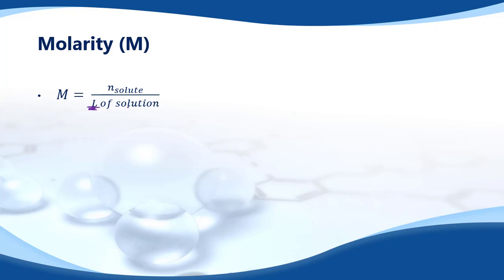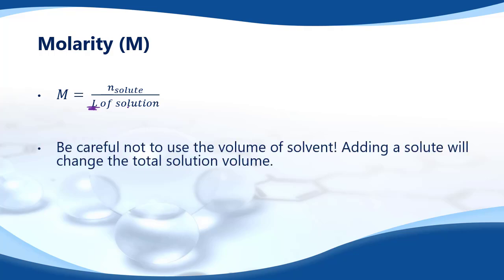One thing I should point out is that you want to use the volume of solution, not the volume of solvent. The reason why is because when you add something in, and we're usually going to use water, so when you pour something into water, that's going to raise the volume of the solution for most substances. So we want to make sure that it's the total volume of everything, not just the water. Pretty simple 3-variable equation. You figure out the number of moles, you figure out the volume, and you get your molarity.